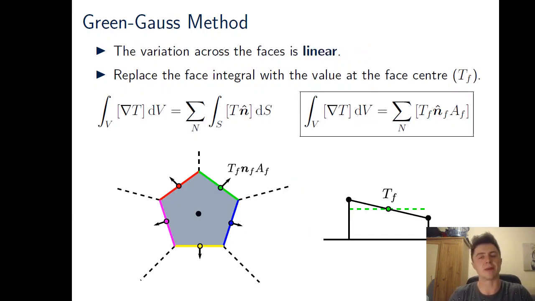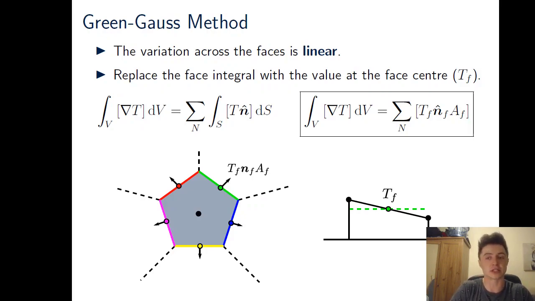The next thing to do is remember that in the second order finite volume method, the variation of quantities across those faces will be linear. So if you look at the small simplified diagram on the right, at the ends of the faces we have a value of temperature, and the variation between them will be linear. And so we can play a very clever trick: the integral across that face, because the variation is linear, is equal to the value at the center of the face multiplied by the area.